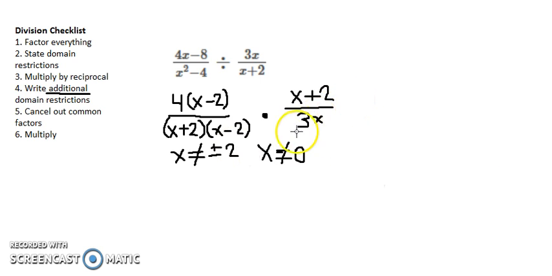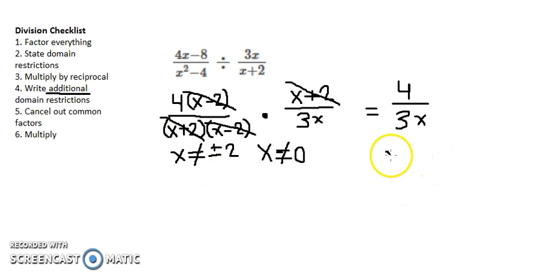Now, moving on from that, next, cancel out common factors. So in this problem, you have an x minus 2 here and an x minus 2 there. Those cancel. And you can also cross cancel, and you see that you have the x plus 2 in the numerator up there, and the x plus 2 in the denominator down there. And then all you're left with is a 4 in this fraction, and this would be 1 over 3x because everything canceled on the numerator. So when you multiply, which is step 6, you get 4 over 3x.